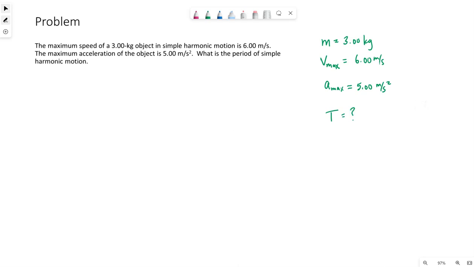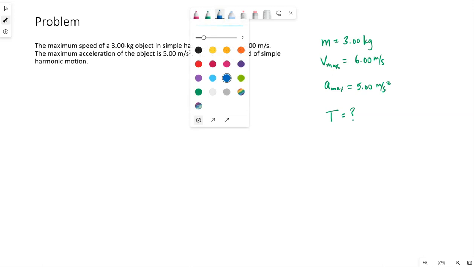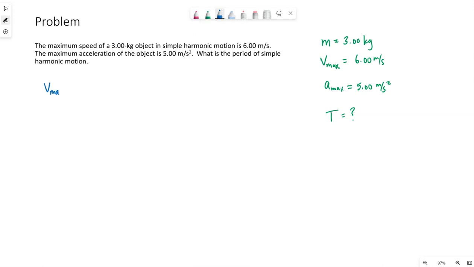So simple harmonic motion, we're talking ideal oscillations. Let's look at the equations that we know apply. So, we know Vmax is omega times A. And Amax is omega squared times A. We know Vmax and Amax. We do not know omega or A.